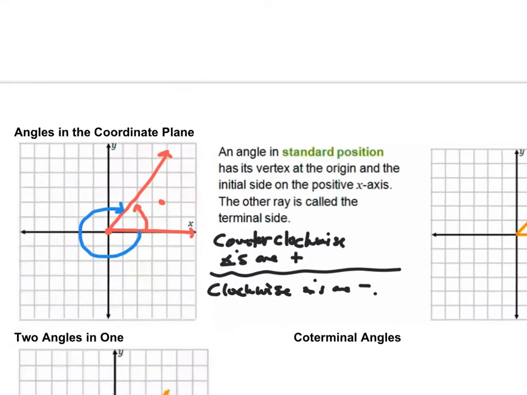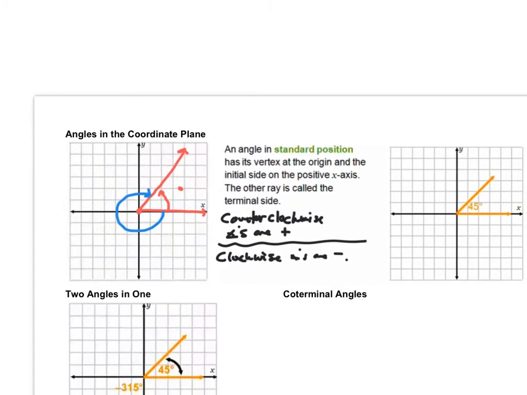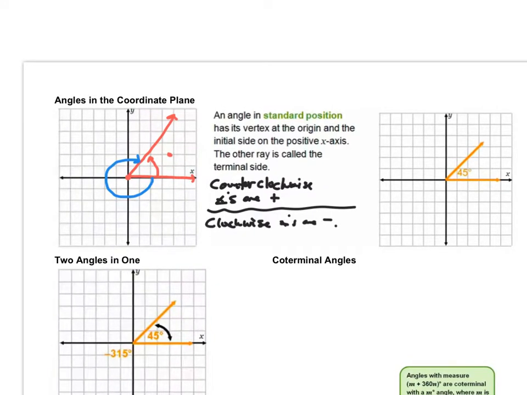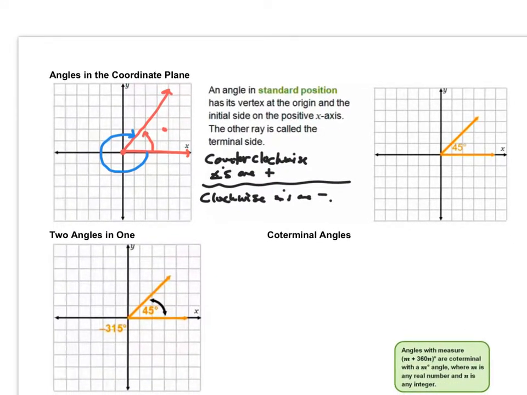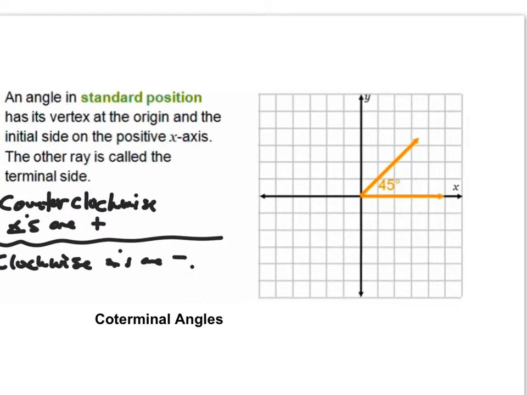We're going to start doing this quite a bit, where we have angles in the coordinate plane, and we're going to use that with circles to help us figure out what points on a circle are. So we'll go on to that, but the idea is we need to get used to having angles with the vertex at the origin, our initial side here, and then our terminal side here. Now, what we have here is this 45-degree angle. It's in standard position.